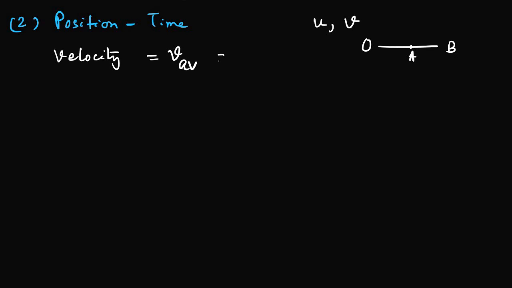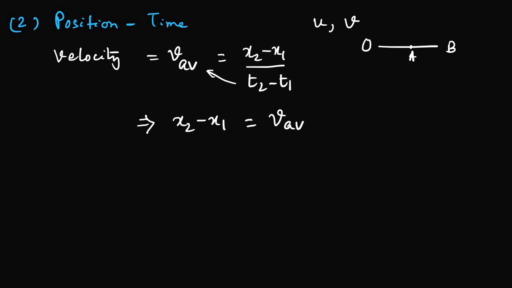So what is V average? V average will be the displacement, which is x2 minus x1, divided by t2 minus t1. Now you must be thinking, if it is so, then if I cross multiply this t2 minus t1 to the other side, it would give me x2 minus x1 equals V average into T2 minus T1, which is the difference in time.